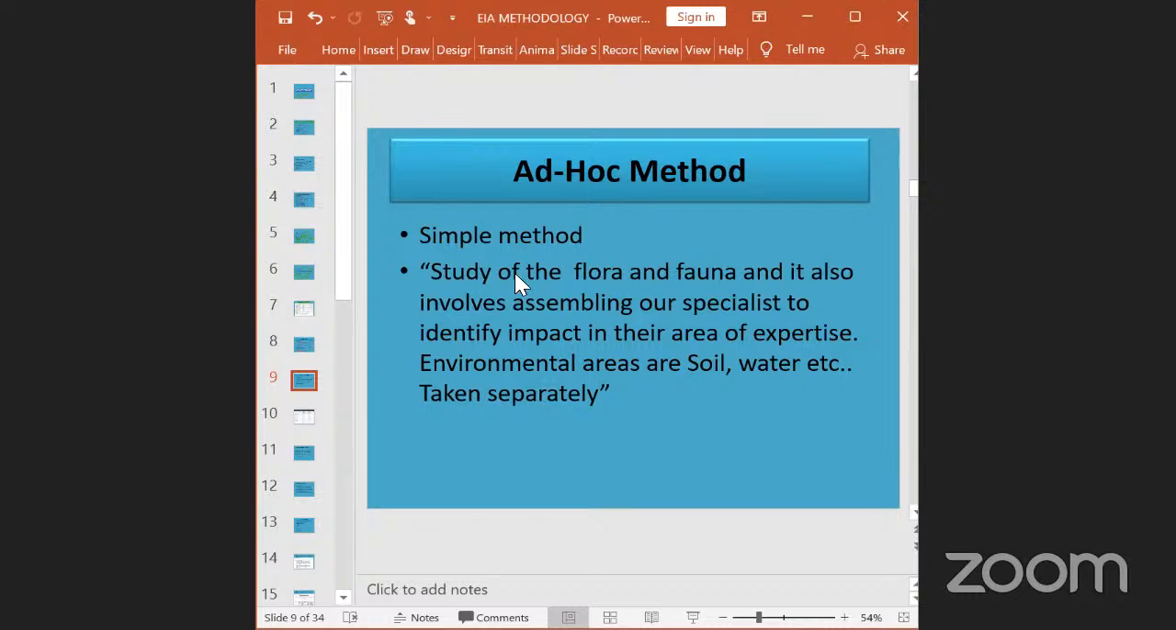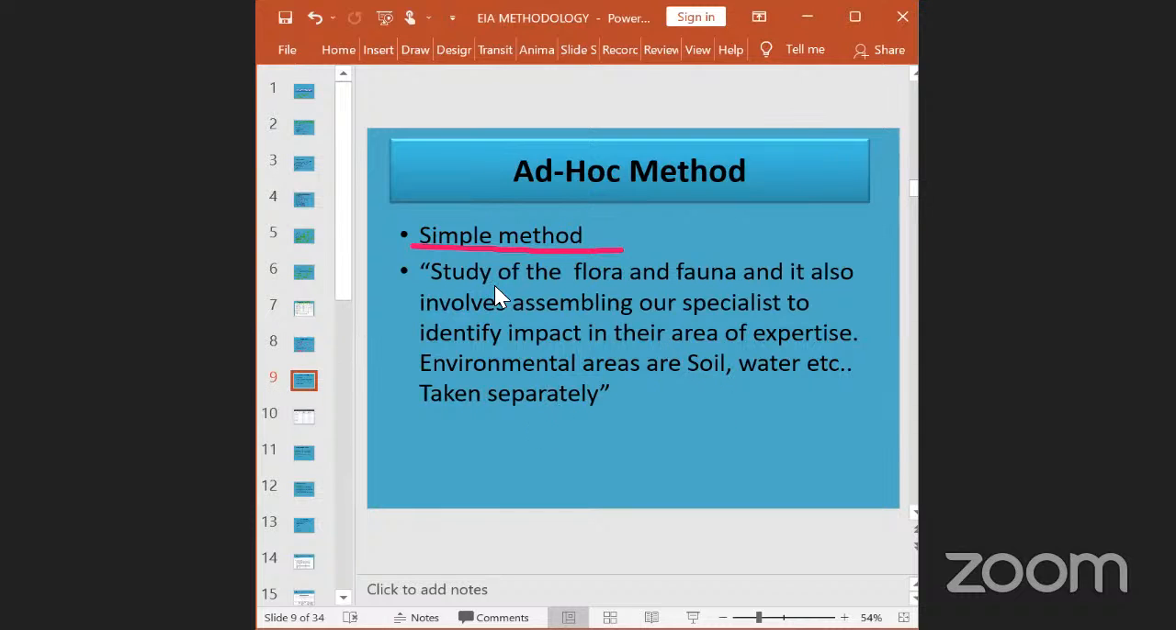The Adhoc method is nothing but a simple method. It is based on subjective environmental impacts on broad aspects. This method is very useful when our time period is limited and there is a lack of required scientific information. So we can say that a broad area of possible impact is covered by listing composite environmental parameters.